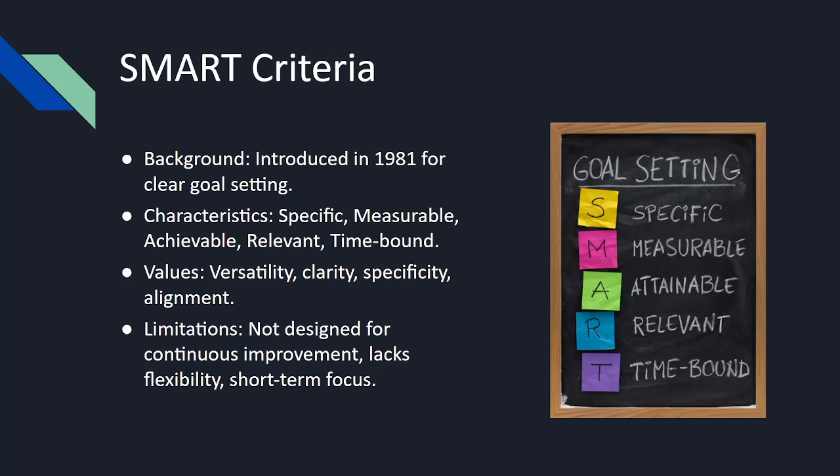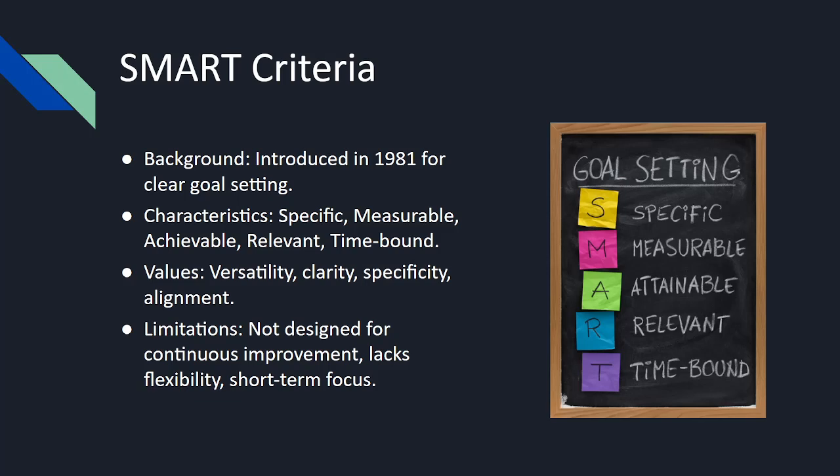Some of the values are versatility, clarity, specificity, and alignment. The versatility helps by allowing essentially anyone to use it. It can be used for any kind of objective, goal, or plan. It's very clear as it has a very structured outline that you just fill out to make your goal. And then we have a few limitations as well.